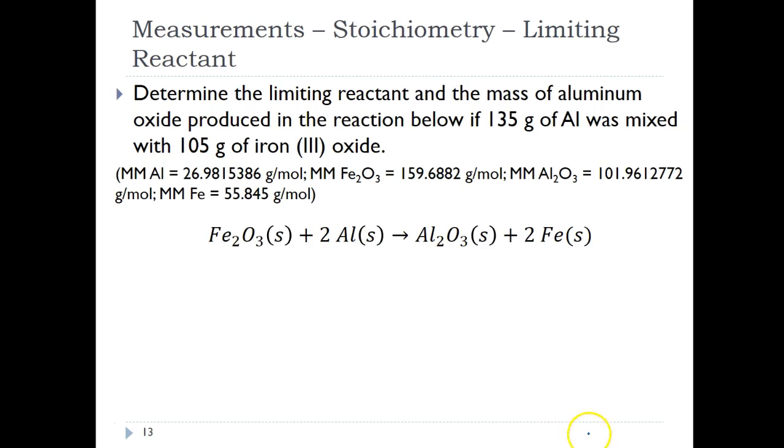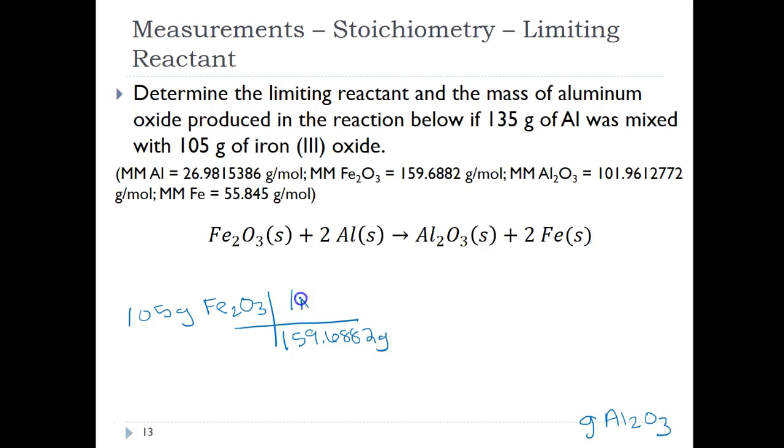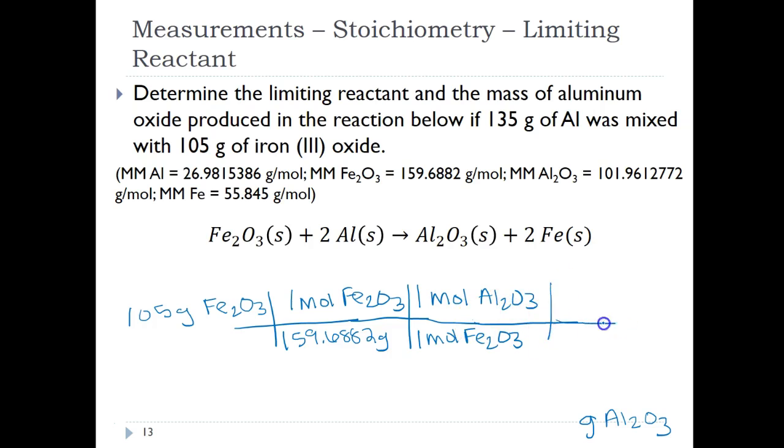So I'm just going to redo this calculation. Still solving for grams of aluminum oxide, but this time I'm going to start the problem with 105 grams Fe2O3 and just redo the stoichiometry using this new chemical. So the molar mass of Fe2O3 is 159.6882, 1 mole of Fe2O3. Then I'm going to do the mole ratio between the iron 3 oxide and the aluminum oxide. So 1 mole of Fe2O3 to 1 mole Al2O3, and then molar mass.